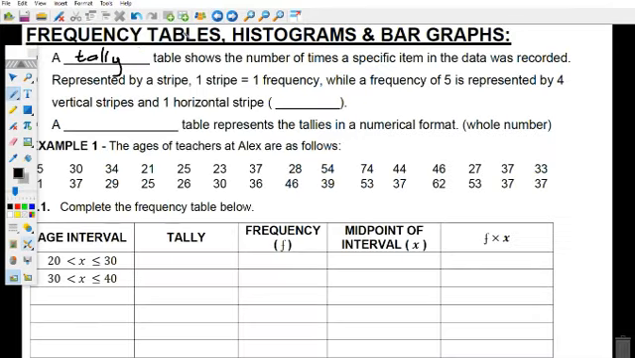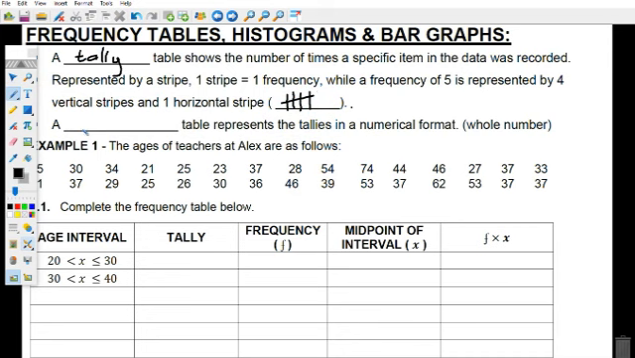All right. So a tally table shows the number of times a specific item in the data was recorded, represented by a stripe. So I showed you one stripe is one frequency, while the frequency of 5 is represented by 4 stripes and a horizontal stripe. So you go 1, 2, no, hold on. Let's see, 1, 2, 3, 4, 5. All right. Now, that's a tally table.